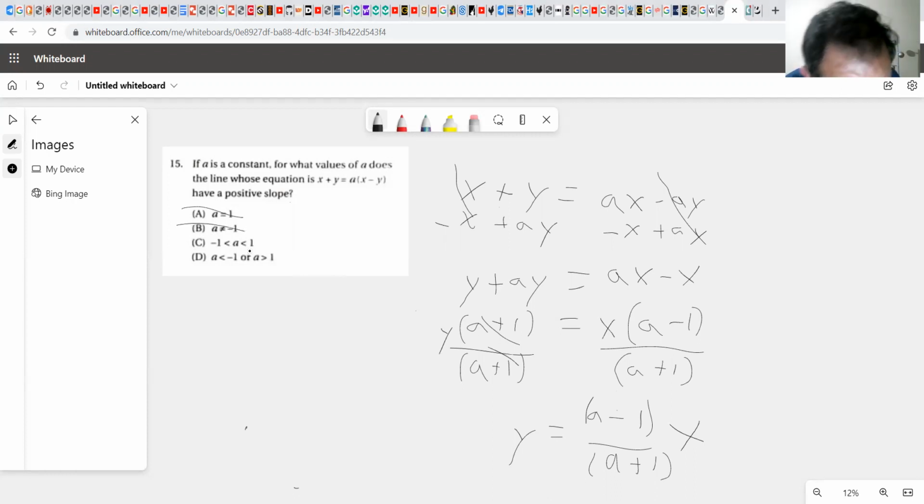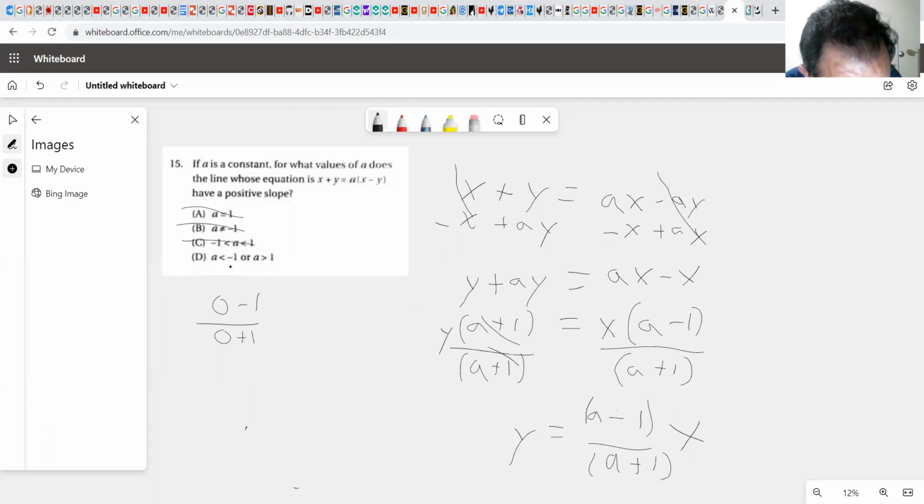Then we can say that a is somewhere in between negative 1 and 1. So let's say I tried 0. That would be 0 minus 1 over 0 plus 1, and I'm getting a negative slope. So this one doesn't work.